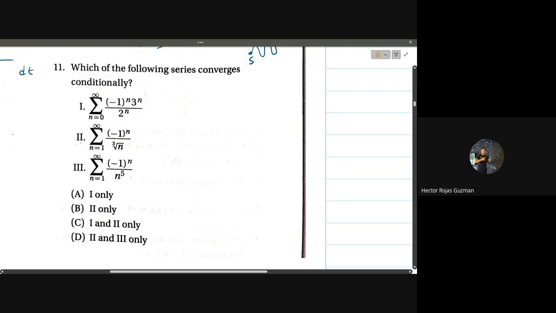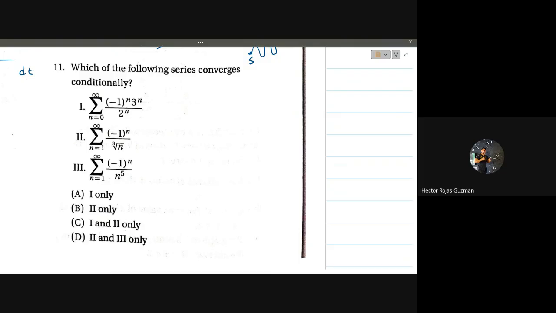Which of the following series converges conditionally? Okay. If we're going to be checking conditional convergence, then we're going to be looking to see if maybe the absolute value of the series converges. So for the first one, we're going to have 3 to the power of n divided by 2 to the power of n, which you can think of as 3 over 2 to the power of n. Now, this is a geometric series, and because r is greater than 1, the series is going to diverge.